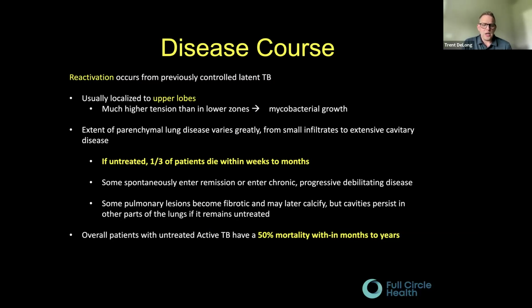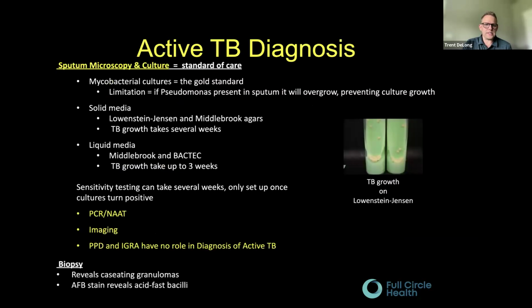If untreated, 1/3 of the patients will die within weeks to months. Some spontaneously enter remission or enter chronic progressive debilitating disease. And some pulmonary lesions become fibrotic and may later calcify, but cavities persist in other parts of the lungs if it remains untreated. Overall, patients with untreated active TB have roughly 50% mortality within months to years. So this just highlights the need for adequate treatment of the disease.